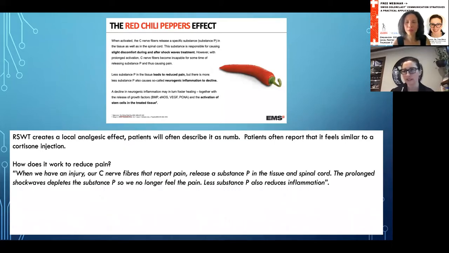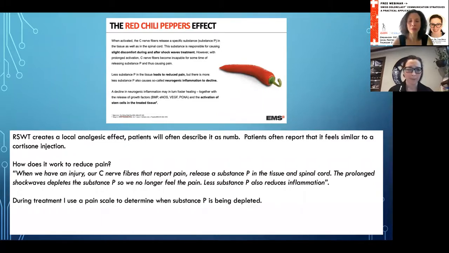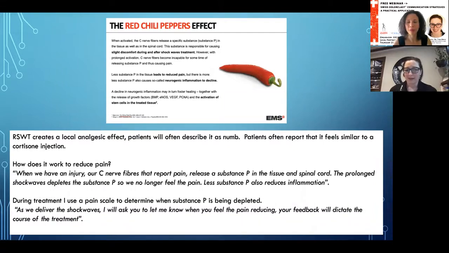So I think they're really important things to highlight. Who doesn't want to reduce inflammation when they've got pain? Almost everyone. So I think, and obviously, telling them that it works to inhibit the actual chemicals that cause pain, and we know the effects are long lasting. It's not just an immediate change, which is really important. I like to use a pain scale, as I just said, to determine when substance P is being depleted. So I say to them, as we deliver the shock waves, I will ask you to let me know when you feel the pain reducing. Your feedback will dictate the course of the treatment. So when I palpate initially, I'll say, how's the pain out of 10?